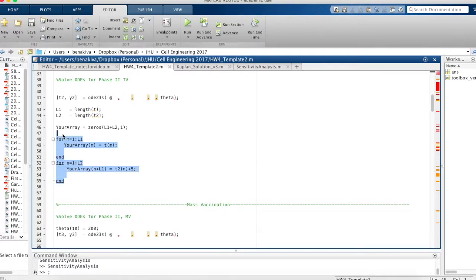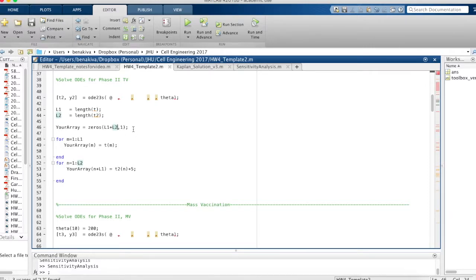Okay, and then what you're going to do here is you want to combine your values from phase 1 and phase 2 to create arrays that have the variables you're interested in for plotting over time for all 300 days. So that's why here you're creating an array that has spaces for L1, which corresponds to all the time points in phase 1, and then L2, which corresponds to all the time points in phase 2.